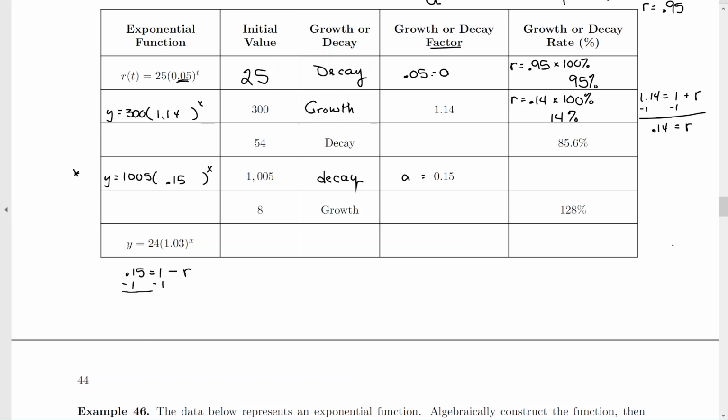Subtract 1 from both sides, negative R equals negative 0.85. Divide by negative, R equals 0.85. You're just dividing by negative 1 to both sides. Notice our values here are all positive numbers. We're never putting in a negative number for A or our percent R. So our R came up 0.85, times it by 100% to change it to a percent, and that's going to be 85%.